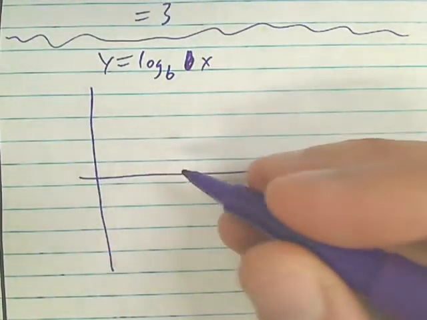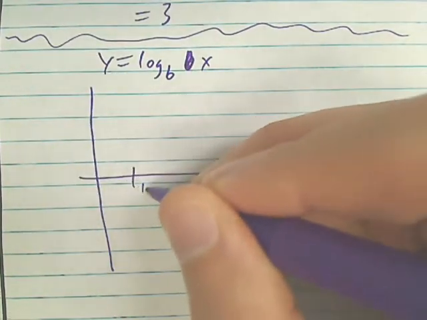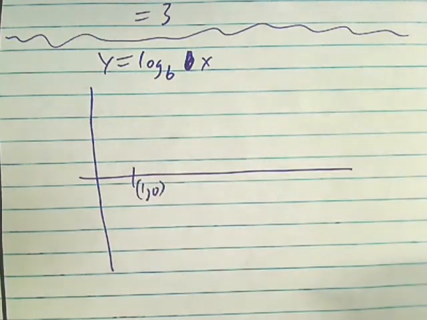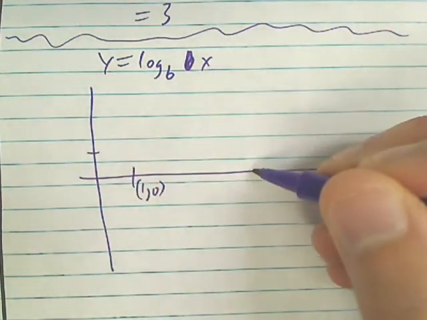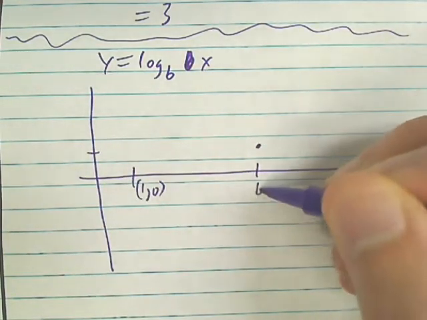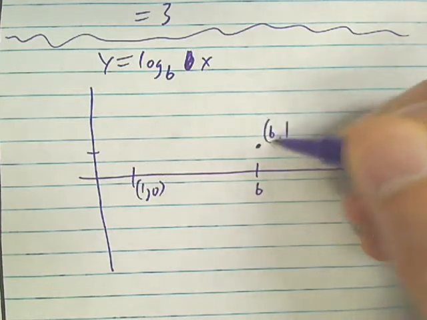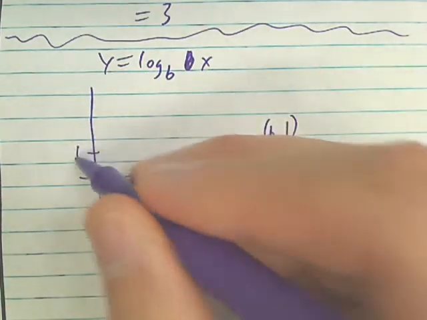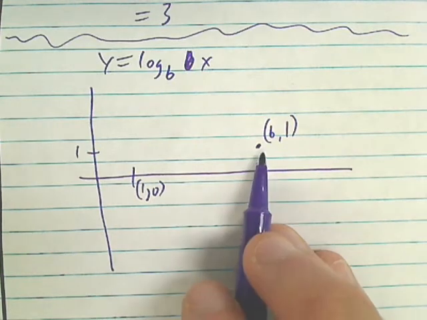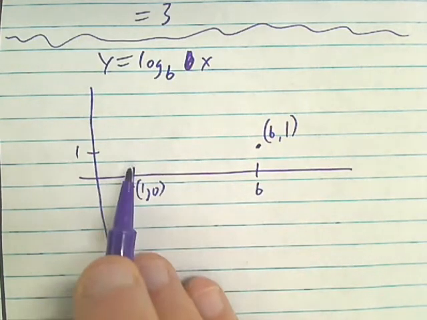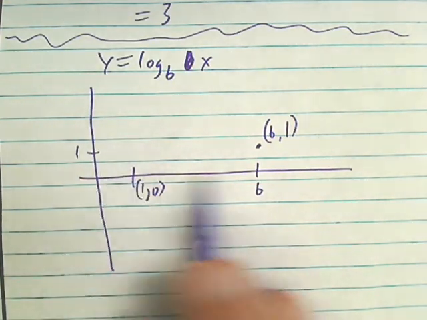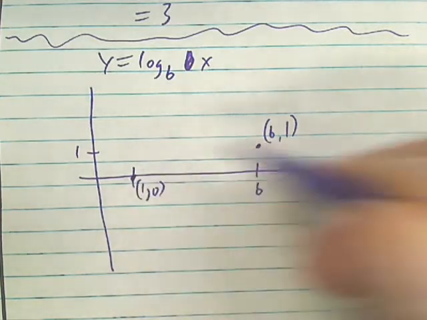You're always going to have the point (1, 0). And you're always going to have the point (b, 1). Whatever your base is, it's going to go through the point (b, 1). This was like the point (1, something) with the exponent. Switch them around, (b, 1), and this point right here.